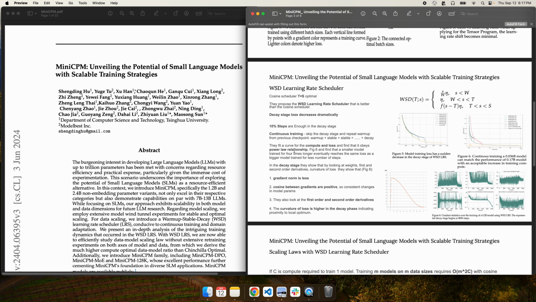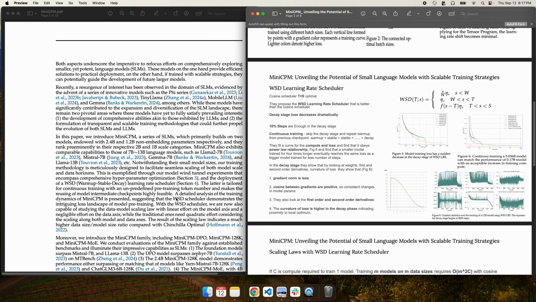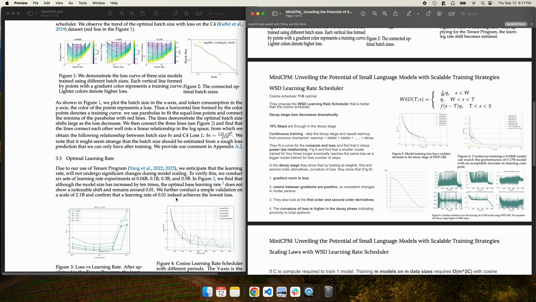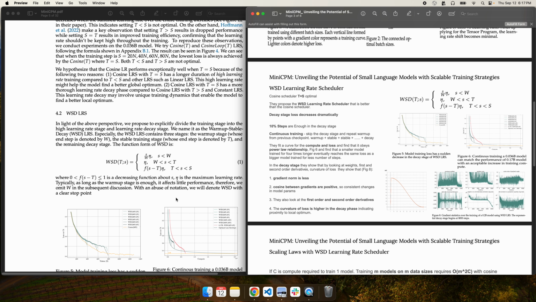They then fit a curve for the compute and the loss, and they find that it observes a power law relationship that's shown here.